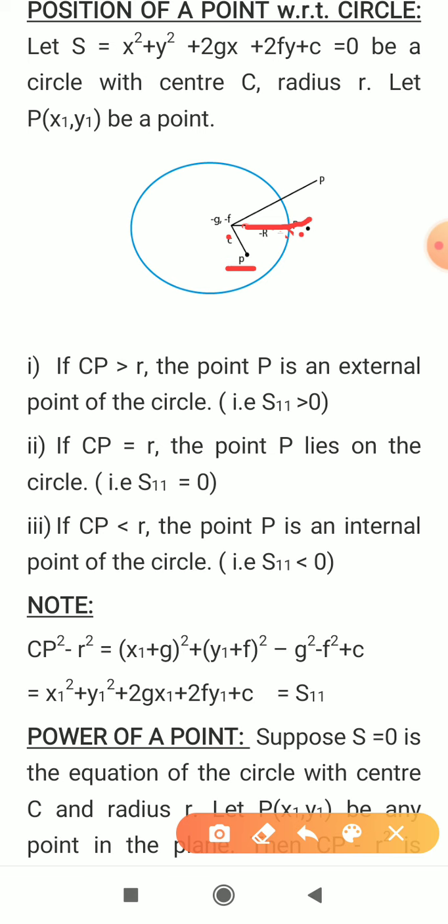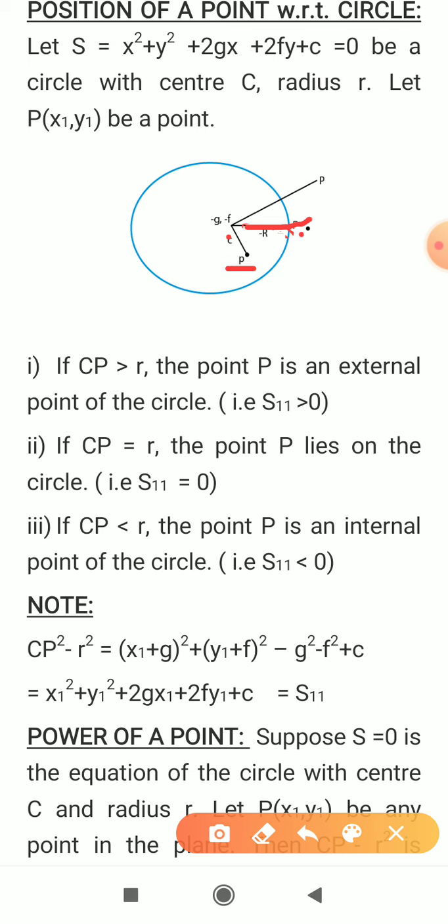Suppose C is equal to 5, radius is also 5. That means CP is equal to R. So we clearly say that point P is on the circle. If CP is equal to 2, radius is equal to 5, then 2 is less than 5. So clearly P is an internal point of the circle.